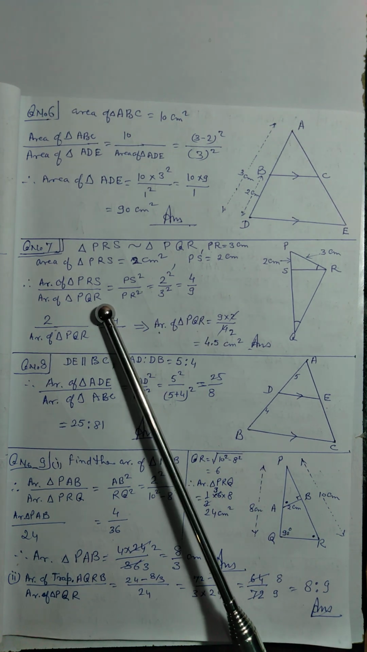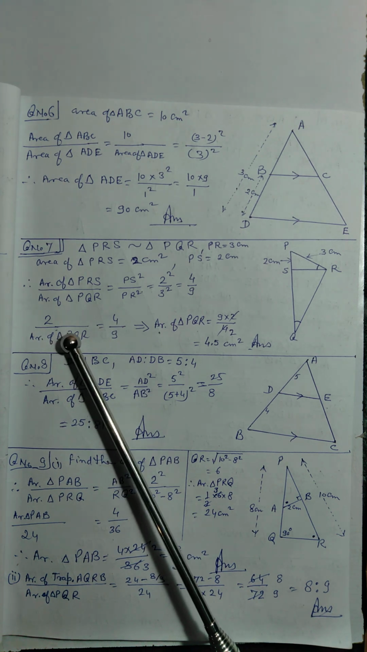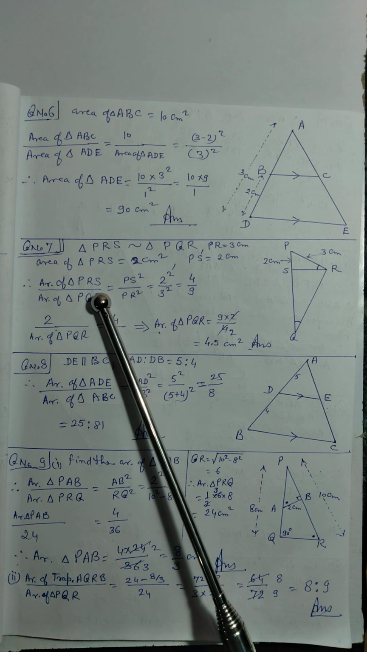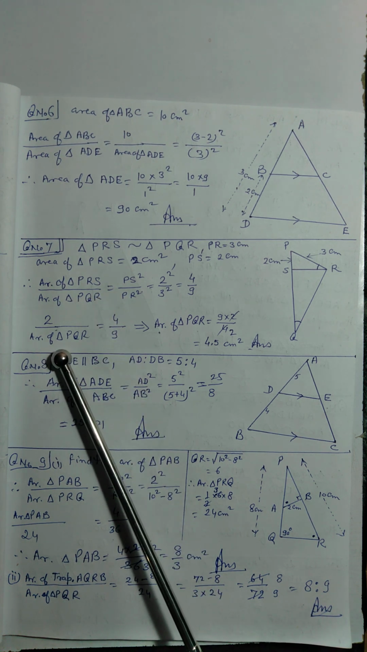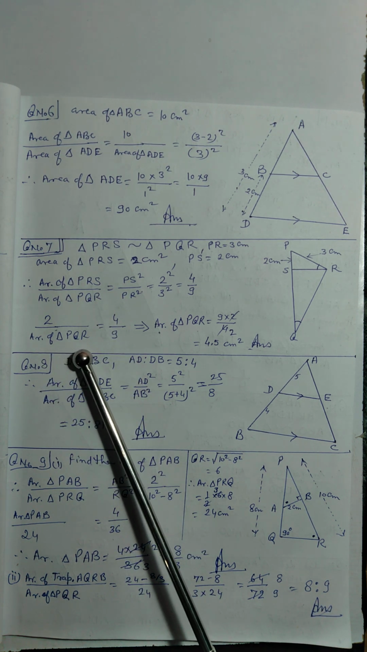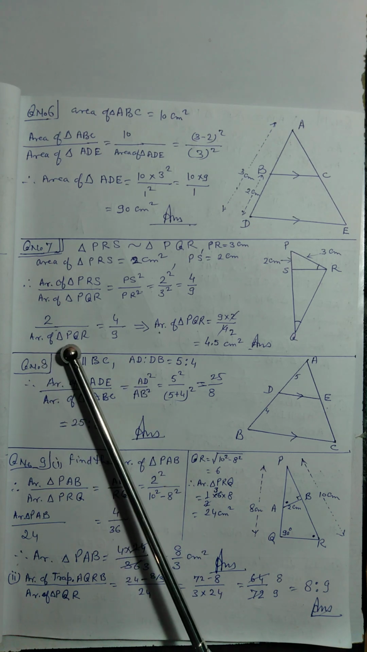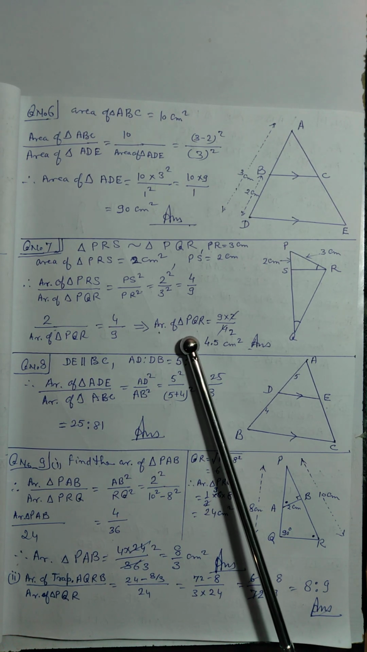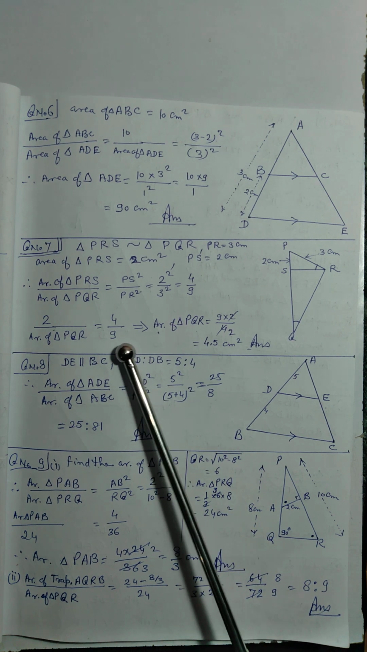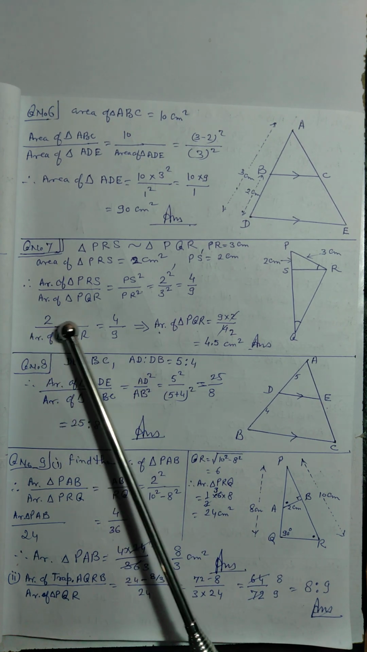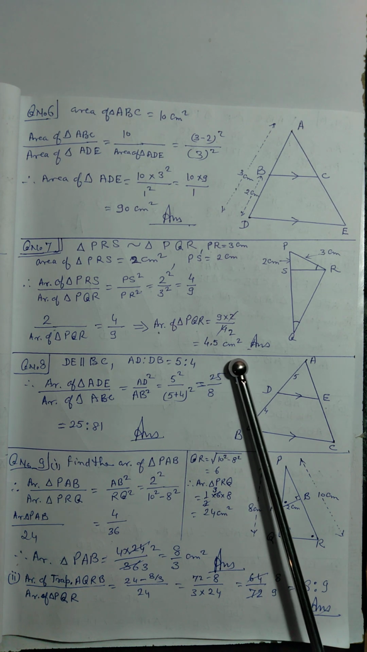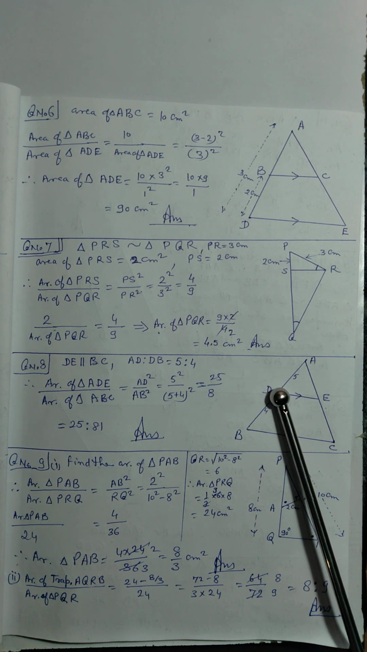So area of PRS is 2 square centimeter, it is already given. So in place of this area of PRS, I have written 2. Area of PQR is equal to 4 by 9. Now cross multiply in order to get the area of triangle PQR. So 9 will be multiplied to 2 and divided by 4. It will be 4.5 square centimeter. This will be the answer of question number 7.